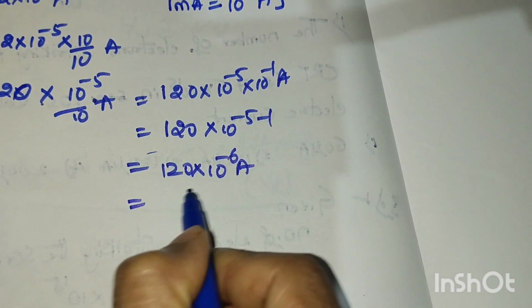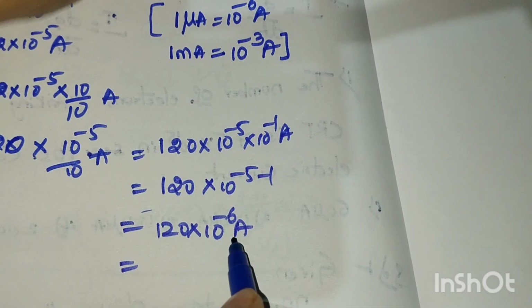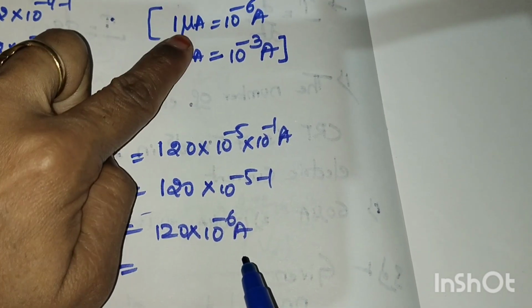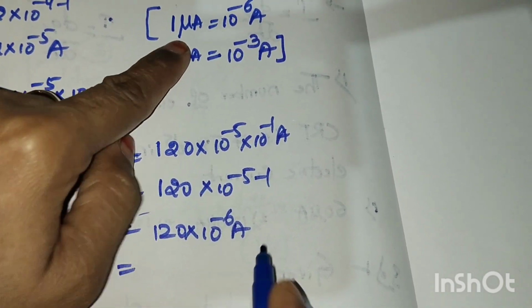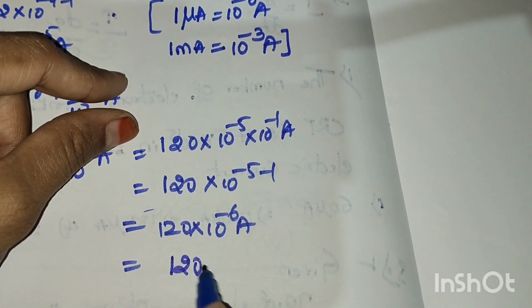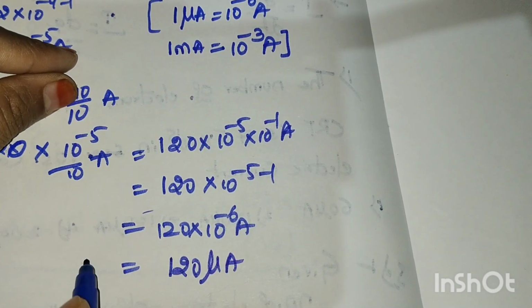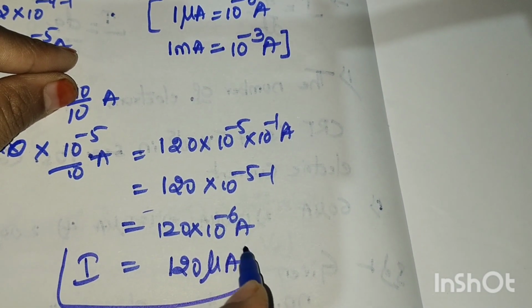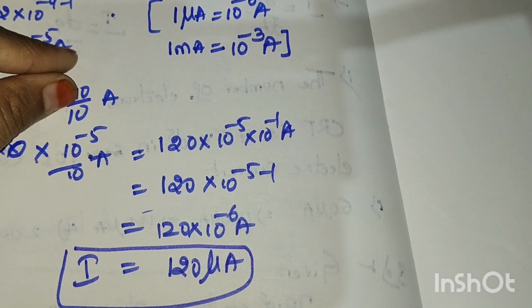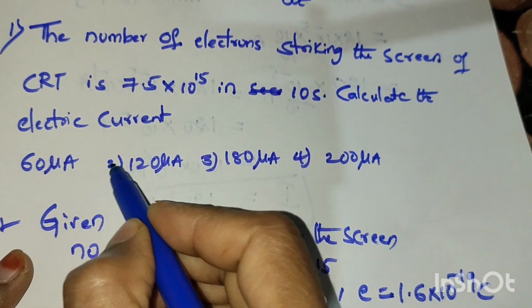So 10 power minus 6 ampere is equal to 1 microampere. This can be written as 120 microampere. So the current answer will be 120 microampere. The correct option is 2.